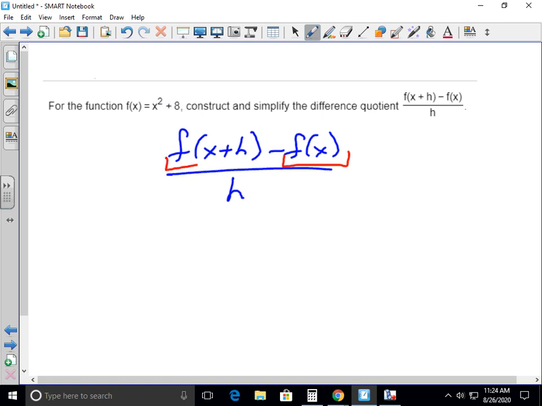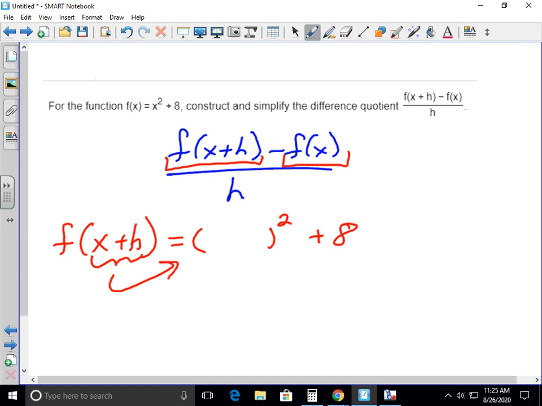So we need to find out, well, what does this mean? What is f of x plus h? Well, the way functions work is whatever is in the parentheses, that's what we're substituting into our function. So our function is our variable squared plus 8. Well, our input is that whole thing. What's in parentheses, we're replacing x, whatever is here goes in place of x. So this is x plus h, so we can change this x to x plus h.